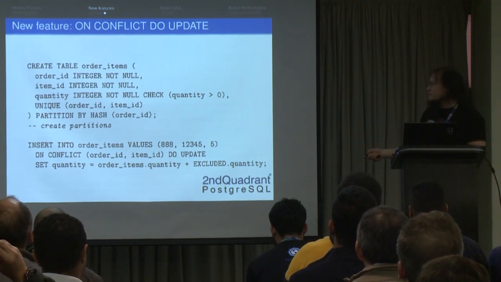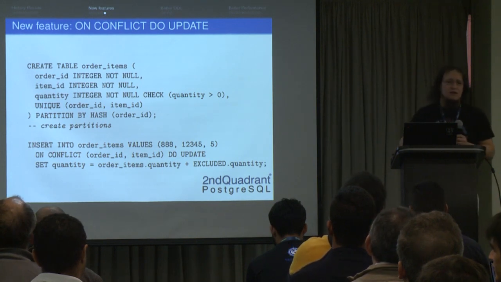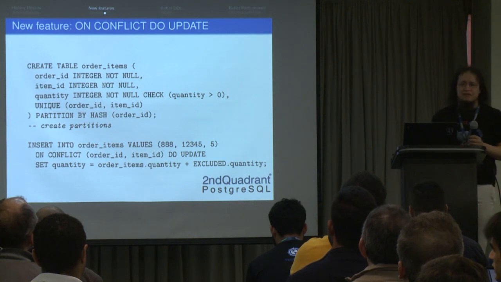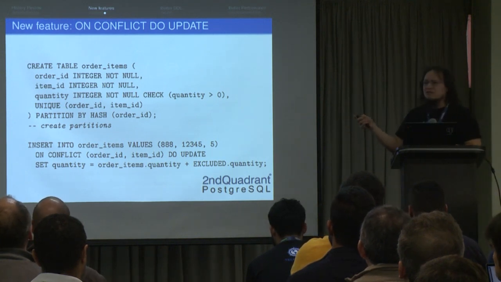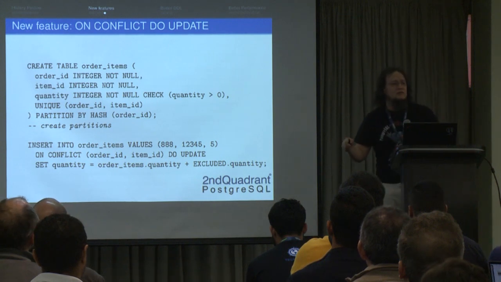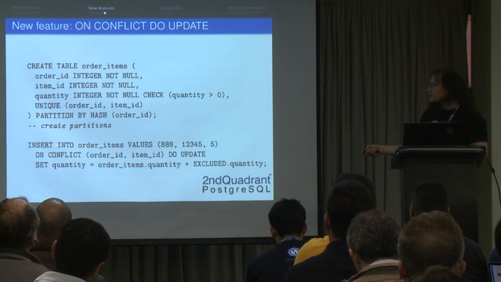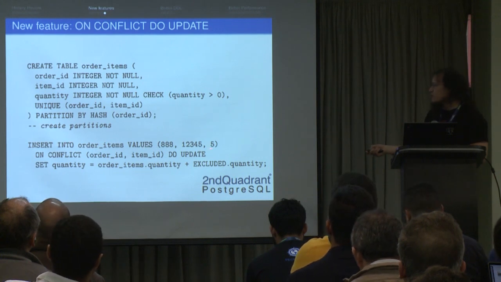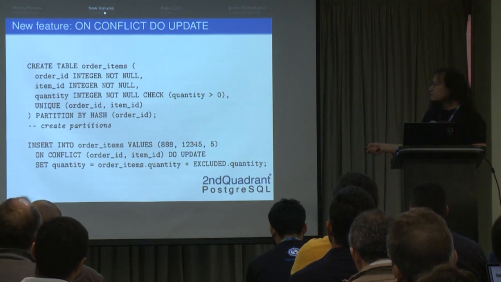But it is a bit ugly, and you have to cope in the application. So there exists in Postgres this INSERT ON CONFLICT DO UPDATE feature, which was introduced in Postgres 9.5. It is extremely useful. And you can use it now in Postgres 11. You can use it with partition tables too. So the way it works is that you specify the insert in the normal way. So you want, for the order 888, to introduce 5 of the product 1, 2, 3, 4, 5.